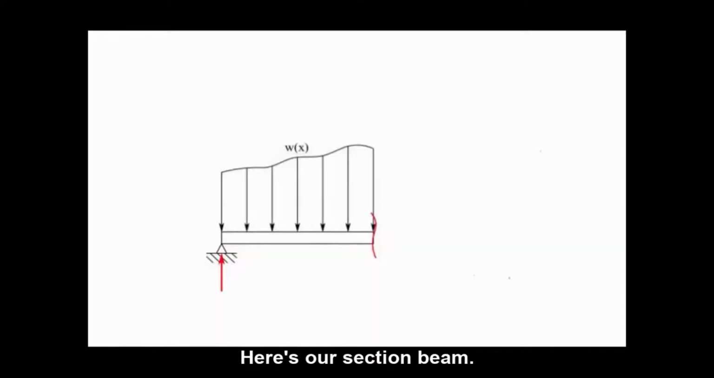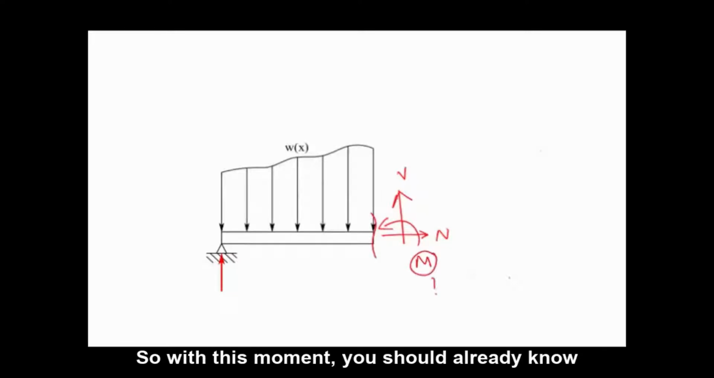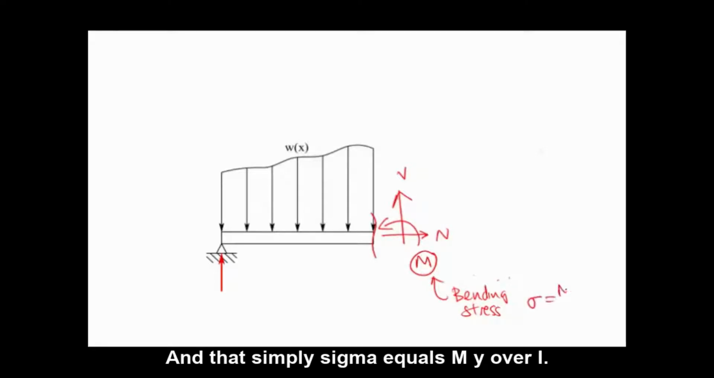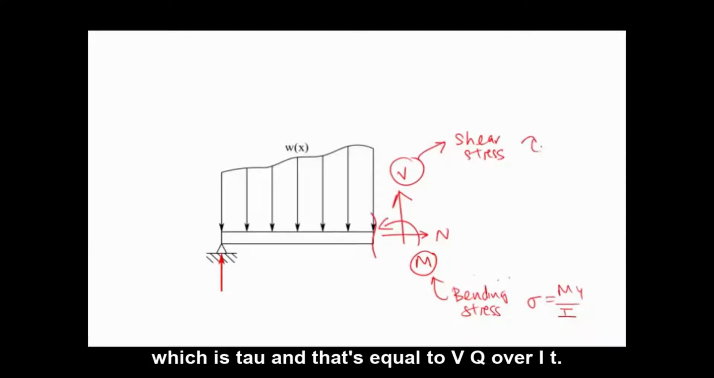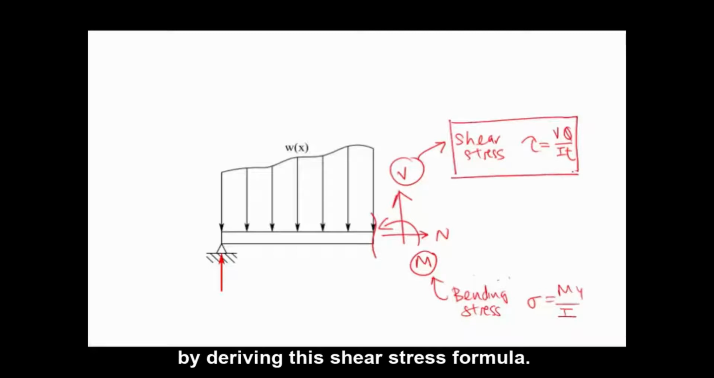Here's our sectioned beam, and at the cut, we have internal forces. So a normal force, a shear force, and a moment. So with this moment, you should already know how to calculate the bending stress. And that's simply sigma equals My over I. From this shear force, we're going to calculate the shear stress, which is tau, and that's equal to VQ over It. So we're going to start off by deriving this shear stress formula.